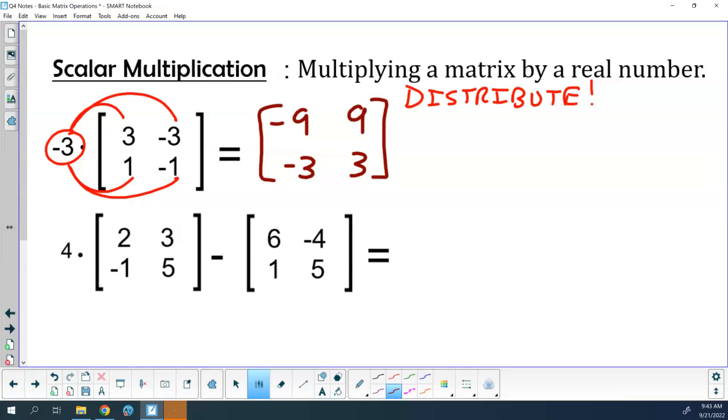Now, what we can do is we can put those all together. Okay? So if you have a scalar multiplication along with a subtraction, order of operations would say you would do the multiplication first, then you do the subtraction. Give her a whirl.